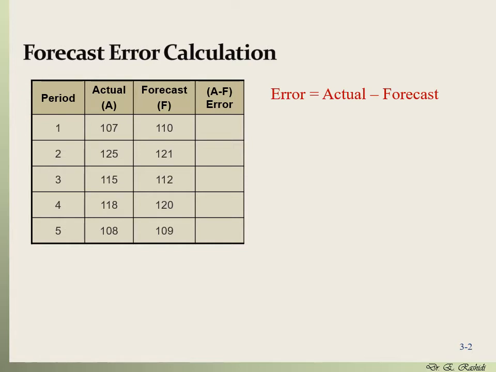The next column shows our forecast for that period, whatever the variable is. Suppose it is sales, for example. The forecast for period 1 is 110. The actual value is 107. The error would be the actual minus the forecast. So that would be 107 minus 110, which is negative 3. So the error here is negative 3.